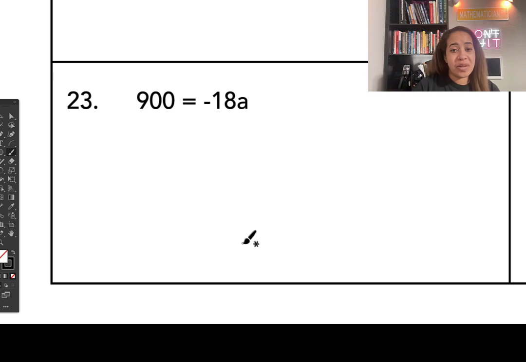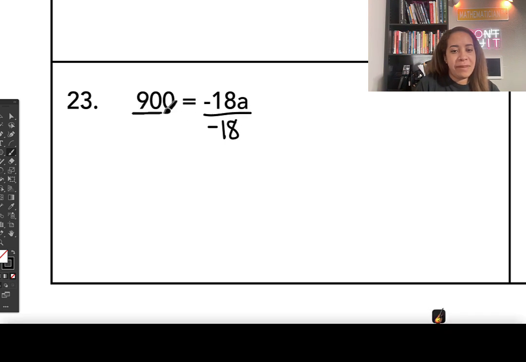Here is number 23. We're starting to see some big numbers. We see a negative number right next to a variable. So this is really telling me to do multiplication. This says negative 18 times a gives us 900. So the opposite of multiplication is division. We're going to divide both sides by negative 18.